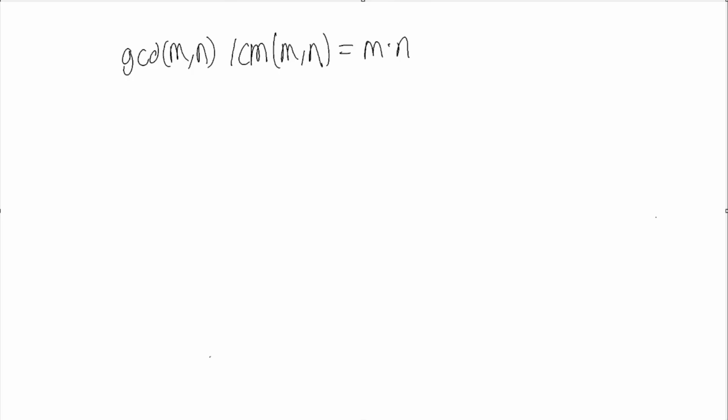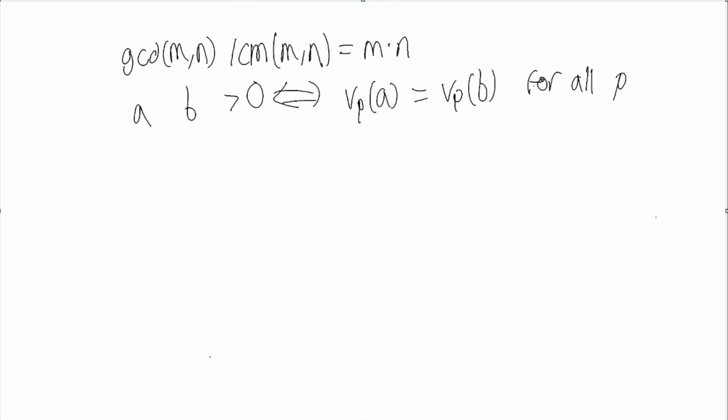Well, here comes one of the most important ways to use nu-p. Two numbers a and b, and they have to be positive, are equal if and only if nu-p of a is equal to nu-p of b for all primes p. So in this way, by taking the nu-p of both sides, where p is an arbitrary prime, this reduces to showing that nu-p of GCD(m,n) times LCM(m,n) is equal to nu-p of mn.